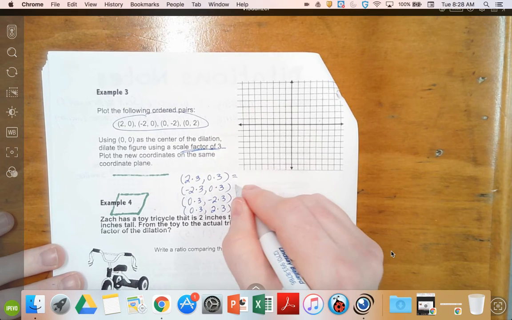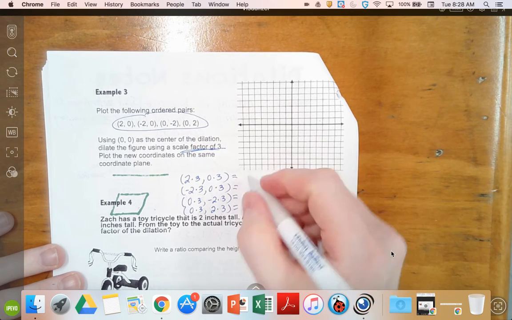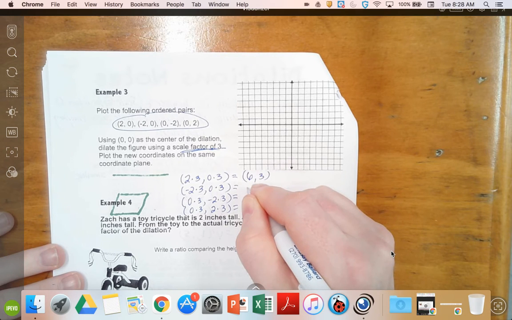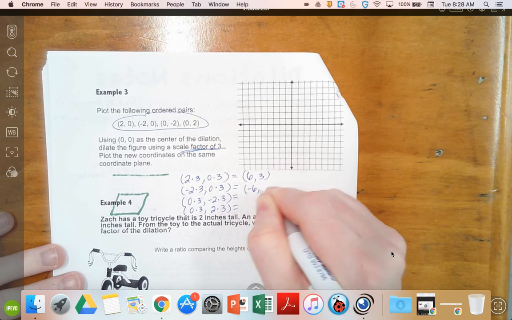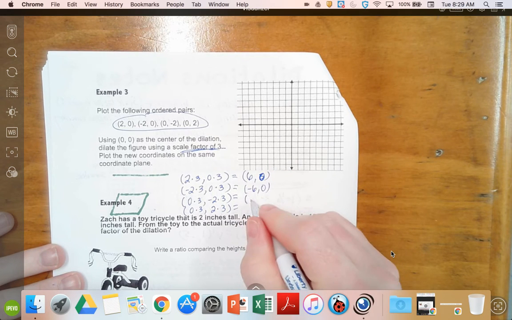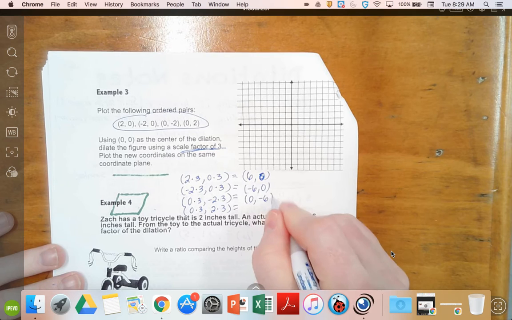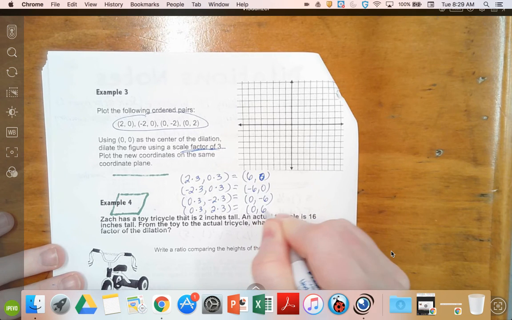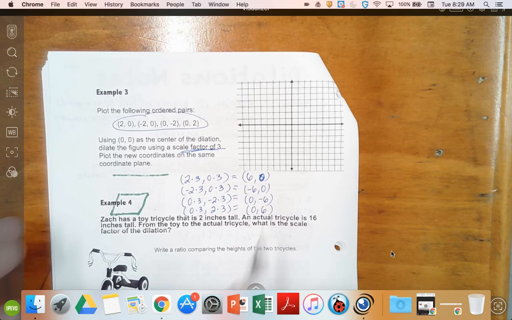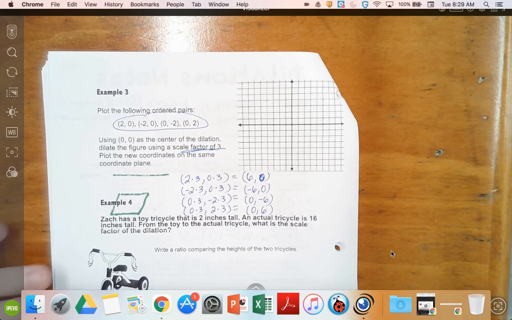And we end up getting our answer to be 6, 3 for our new point. We get negative 6, 0. I'm sorry, negative 6, 0, 0, negative 6, 0, 6. So notice that these all ballooned up. They all changed. So these points are triple the size of this.